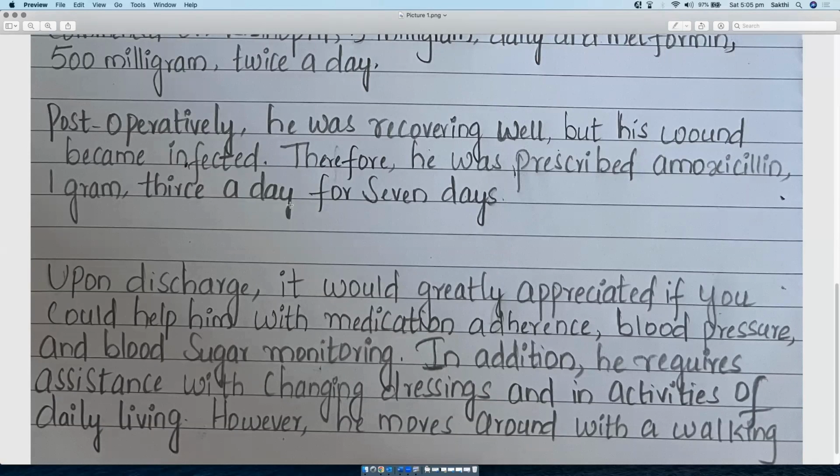Post-operatively, comma, you have done a good job, because after post-operatively or pre-operatively, we need to place a comma, and you were able to do it accurately. I'm so happy with it. He was recovering well, but his wound became infected. Okay, that's really nice. Therefore is not a recommended connector between two sentences. It is highly recommended to use other acceptable connectors such as a result, as a consequence, consequently, subsequently, and so on. He was prescribed amoxicillin 1 gram thrice a day for 7 days.